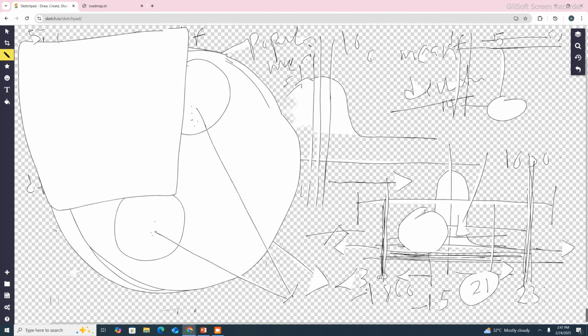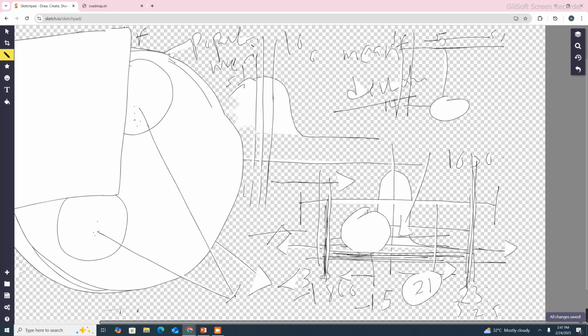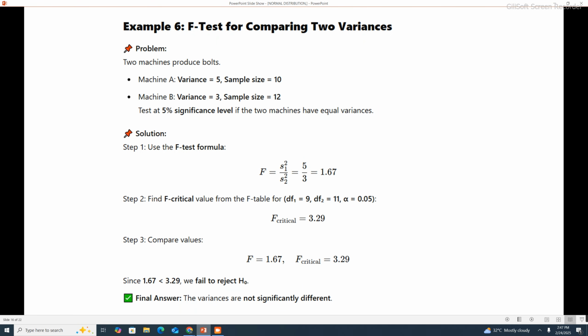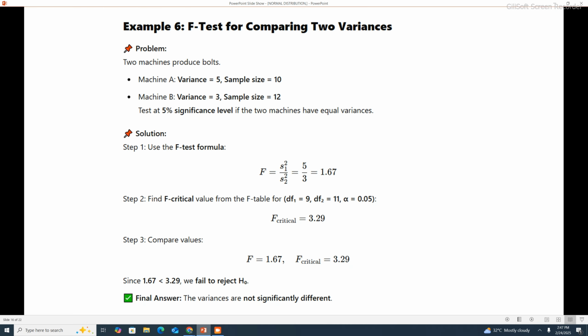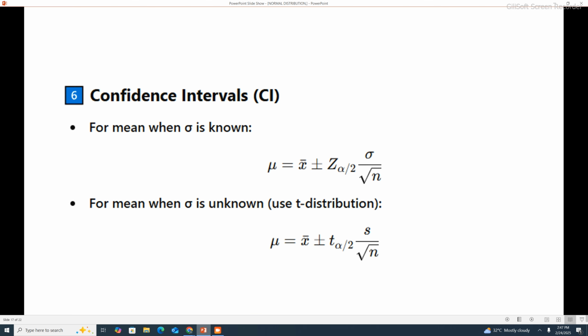So what that implies is that this range here is up to 3.29 and the calculated value here is 1.67. You can agree with me that it is still within that range. So we will not reject the null hypothesis. We're going to accept it. There's no significant difference.